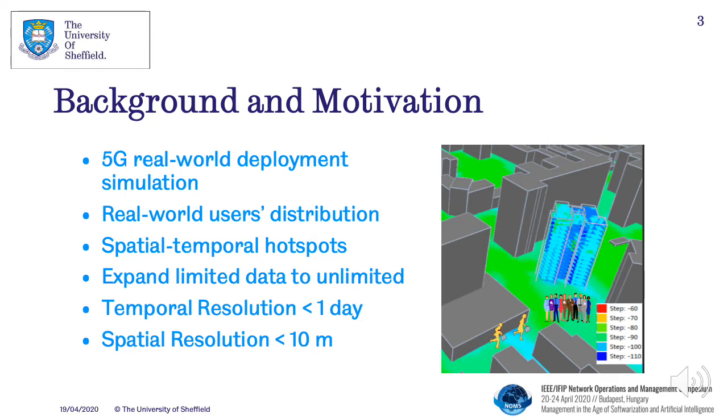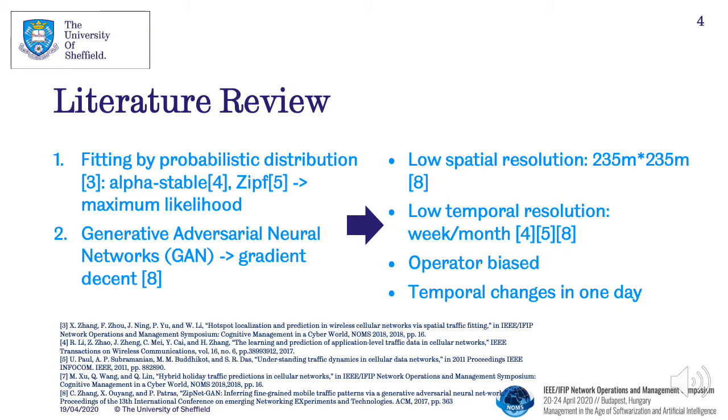That's what we want. So, the literature review about the existing tools. When we found some papers about this, we categorized the literature into two kinds. The first one fits the user distribution with a probabilistic distribution, like alpha-stable, Zipf, or any other distribution. A probabilistic distribution can be fitted by optimizing the parameters. These methods rely on maximum likelihood to optimize it. It includes some manual operation, and it's not very efficient to do that.